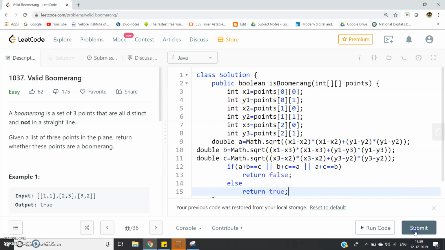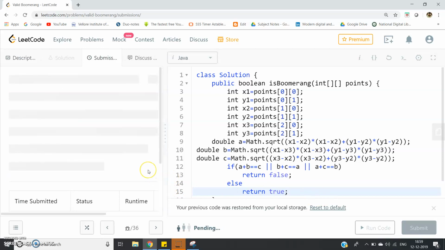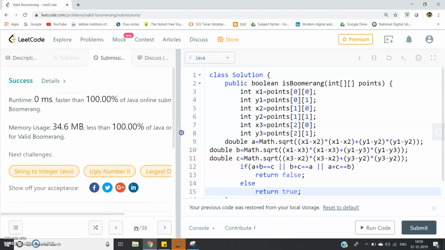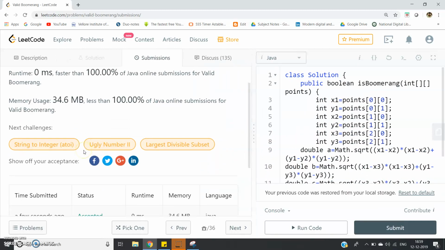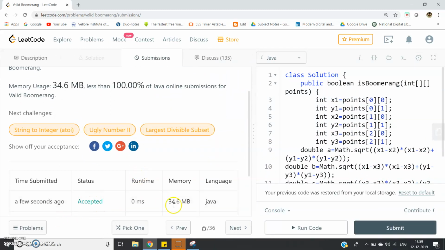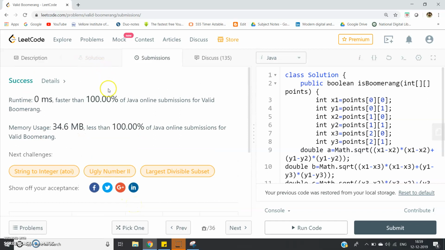Okay, so let me submit this and let us check the time complexity and memory efficiency. See, it is successfully compiled. Here you can see accepted. Memory is 34.6 MB, runtime is 0 milliseconds. That means it is 100% faster than other Java online submissions, and 100% memory efficient too.